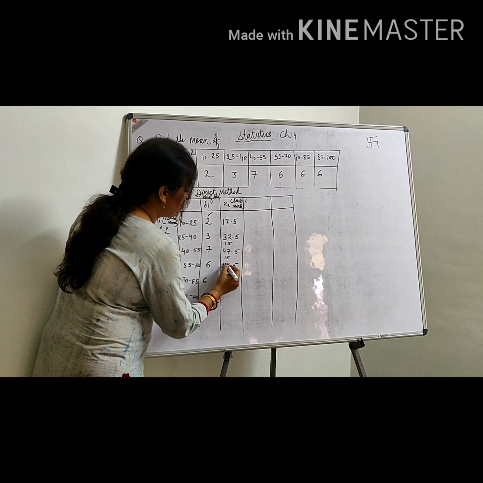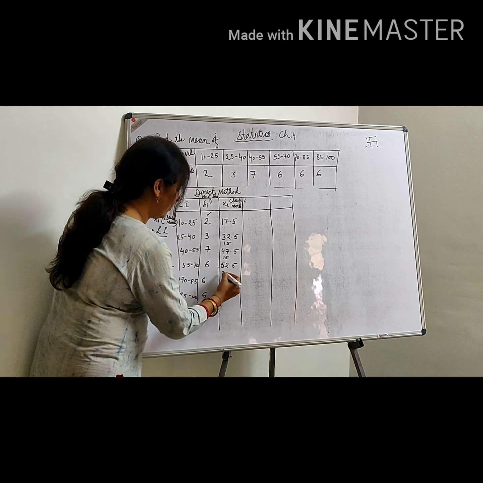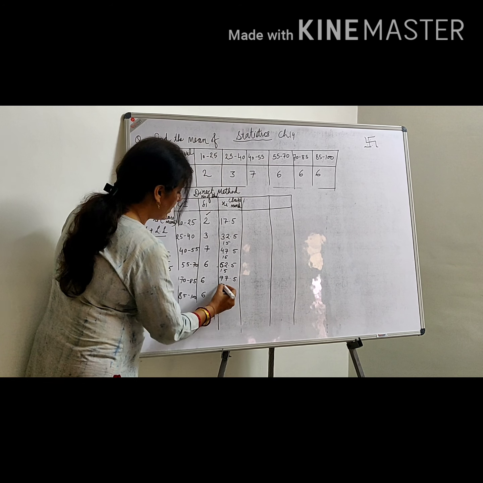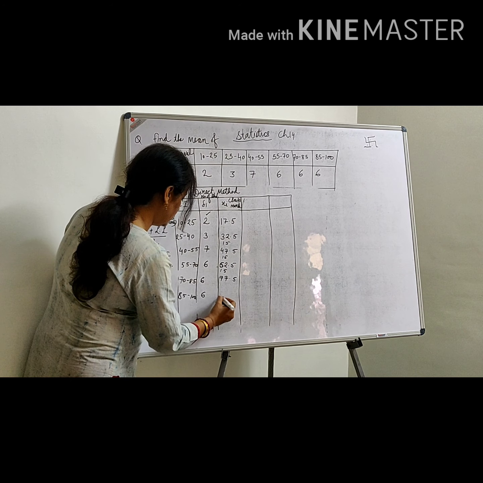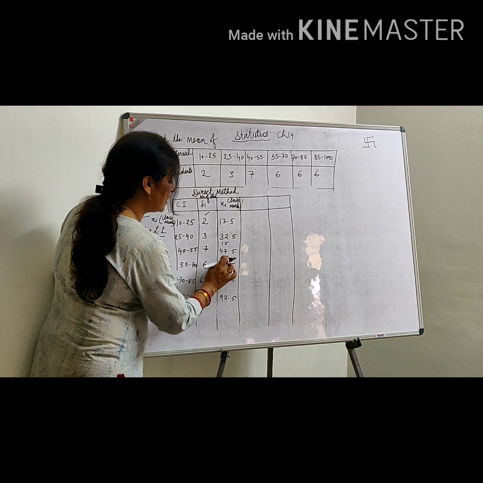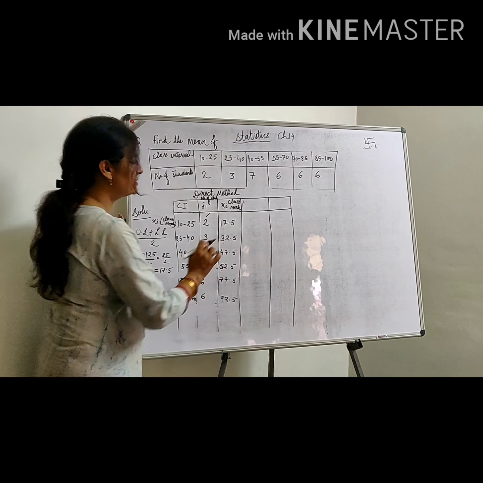So let me add this. This will be equal to your 62.5 plus 15. This is equal to your 77.5 plus 15. That is equal to your 92.5. So here are your class marks.